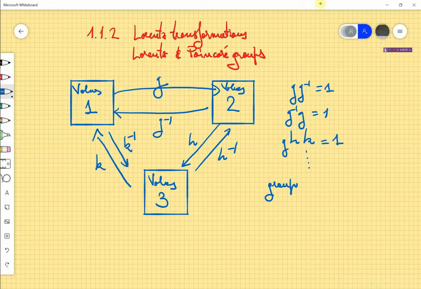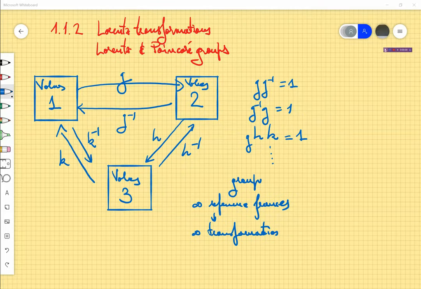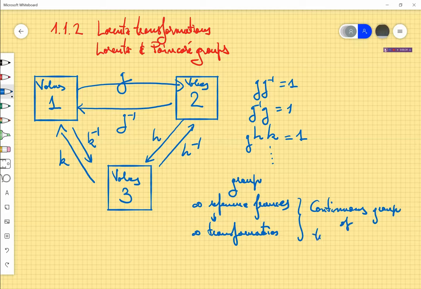Another thing is that there is an infinite number of reference frames. And clearly, there must be an infinite number of transformations. So we have a group that has an infinite number of elements, but there is a notion of continuity within this group, in the sense that we can have two transformations which are very close to each other, because the difference between the two inertial frames we are going to transform to is very small. So we are going to have a continuous group of transformations, and this kind of continuous group is called a Lie group.